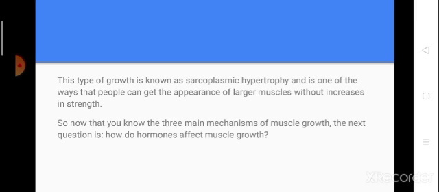The next question is, how do hormones affect muscle growth? Now students, hypertrophy means the phenomenon of muscle growth. These mechanisms will help you to know why daily workout is important to gain muscle mass. These three mechanisms will make you understand. But as I mentioned earlier, genes also play a very important part in muscle growth. So the next question I have mentioned here is, how do hormones affect muscle growth? That study is completely different. I hope you have understood the mechanisms of muscle growth, which will help you when you are doing your workout.